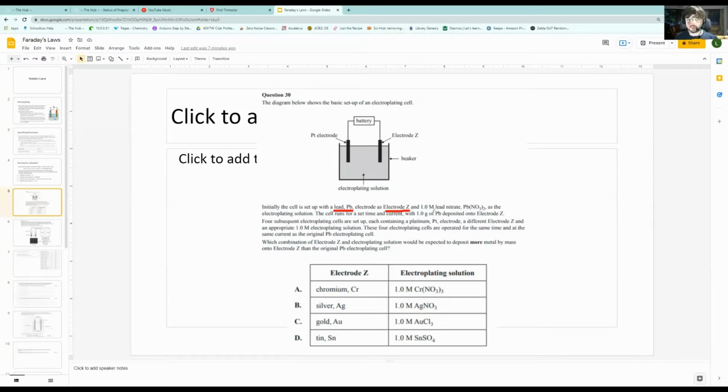All right, so we've got 1.0 molar lead nitrate. It runs for a set time and current, so we don't know the current or the time. So there's no way that we can figure out the charge. And we're going to get 1 gram of lead deposited onto electrode Z. We set up some other cells, each have the same anode, but they have a different electrode Z and electroplating solution that match up together here. They operate for the same time and at the same current.